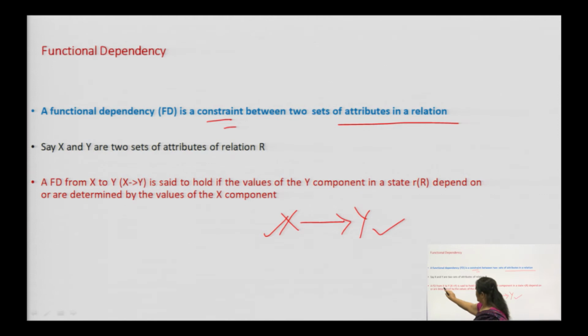A functional dependency X to Y is said to hold if the values of the Y component in any state of a relation depend upon or are determined by the values of the X component.